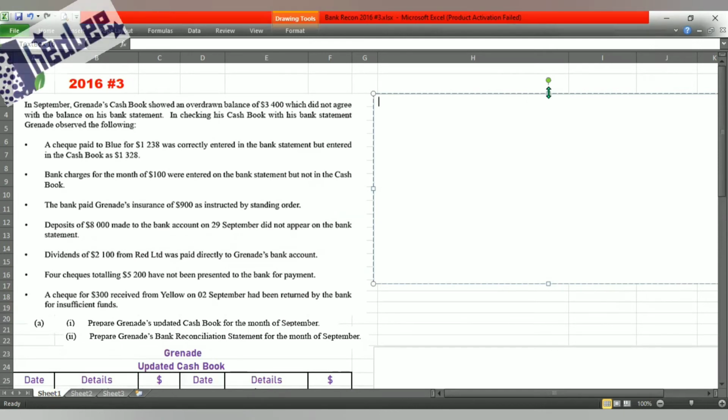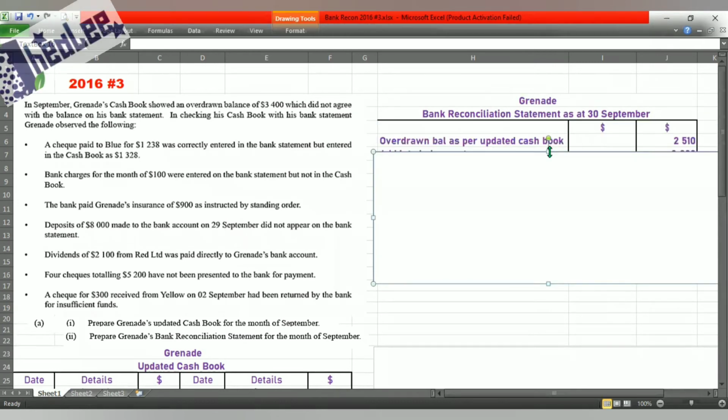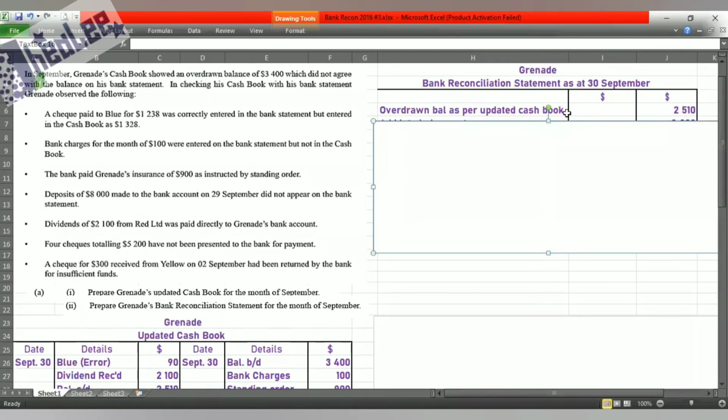a positive before. So what you'll do is to ensure that you enter the title, which is Grenade Bank Reconciliation Statement as at September 30th. The first thing that we enter is the overdrawn balance at bank, which is $2,510. And this $2,510 is coming from our updated cash book. And it is overdrawn balance because that is on the credit side of the cash book.